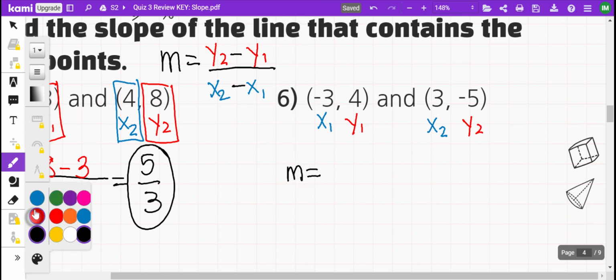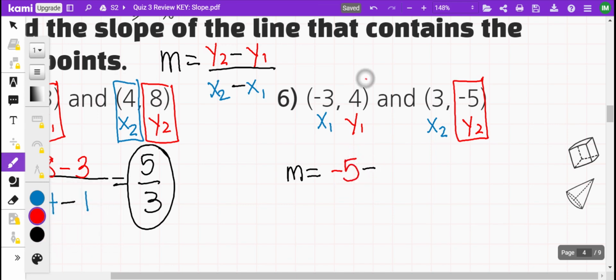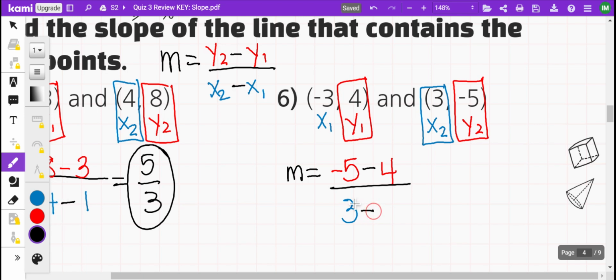Slope equals y2, in this case y2 is -5, minus y1, in this case y1 is 4, over, in the bottom we are subtracting the x's. So x2, which is 3, minus x1, which is -3. So be careful anytime you have a negative for your second numbers. Remember, our slope formula tells us we're subtracting, and we also need to carry that negative from that number. So in this case, we get 2 negatives.